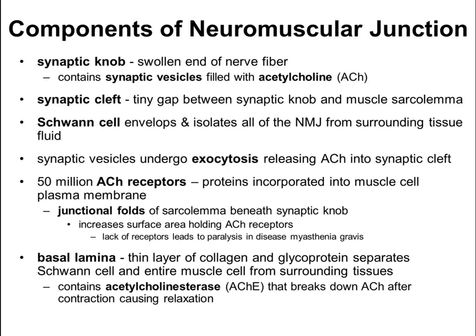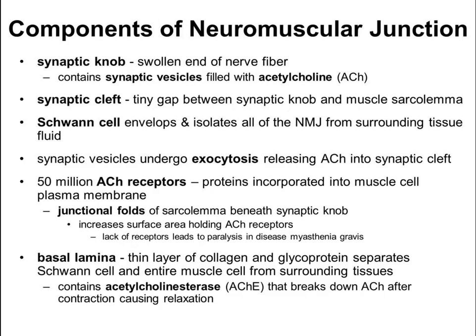And then there are junctional folds of that sarcolemma beneath the synaptic knob, and this increases the surface area and can then hold more ACh receptors. If you are lacking receptors, you could have paralysis. And this is what we see in a specific disease called myasthenia gravis. And this is a type of paralysis of the muscles.